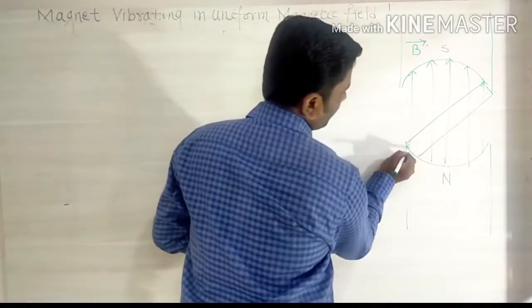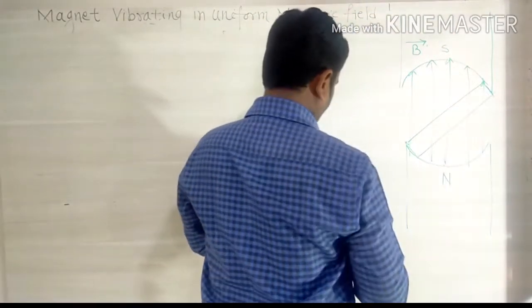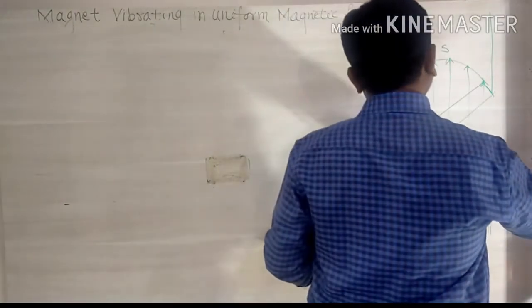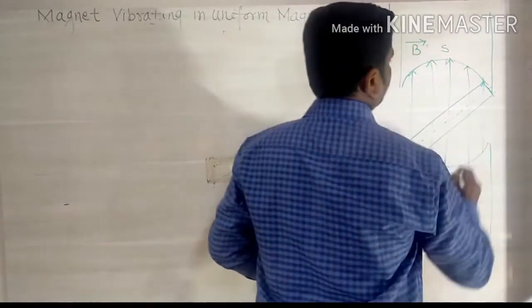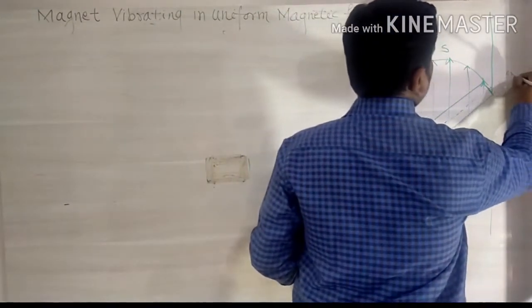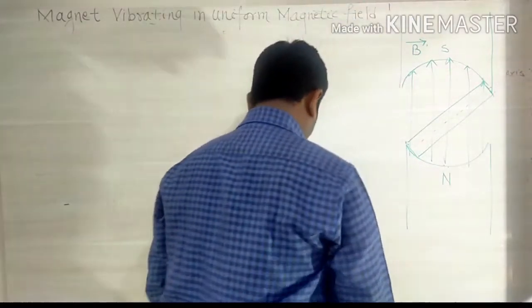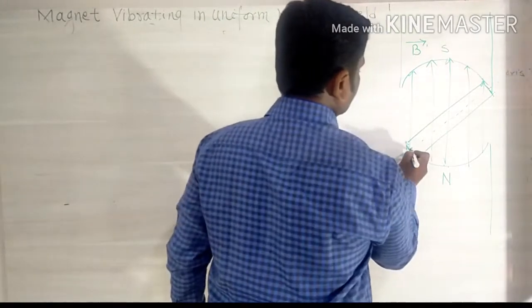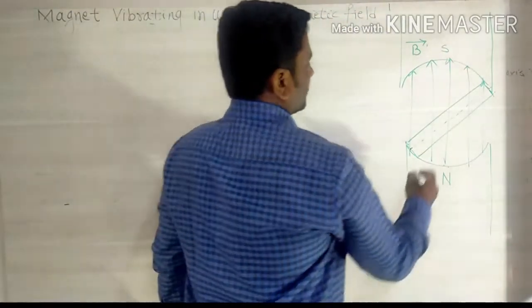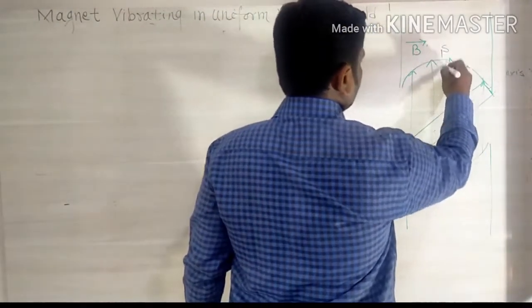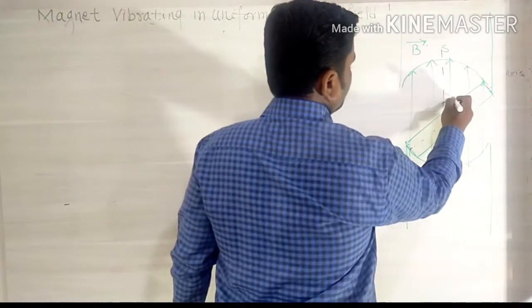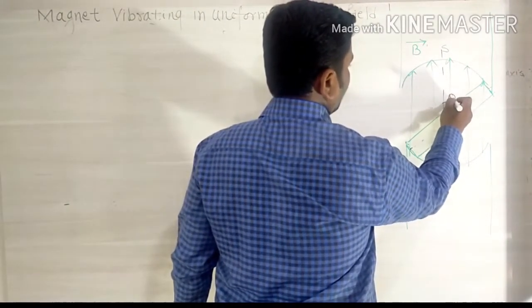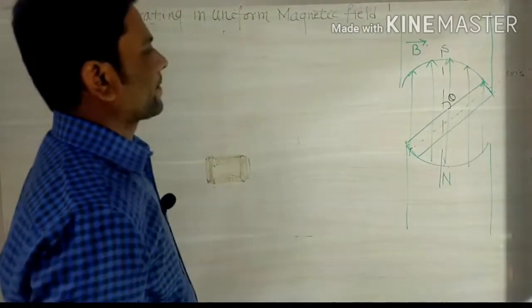So that is the position of that bar magnet, and that is the axis of the bar magnet. So that is angular displacement theta.